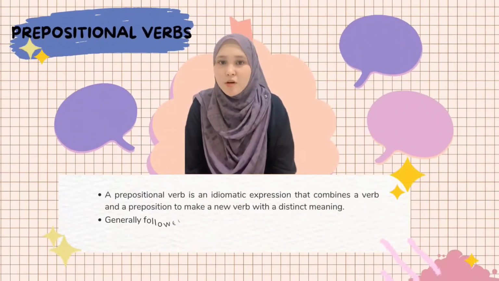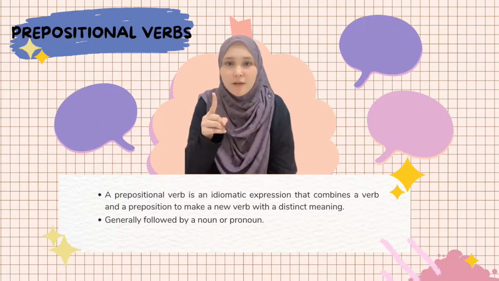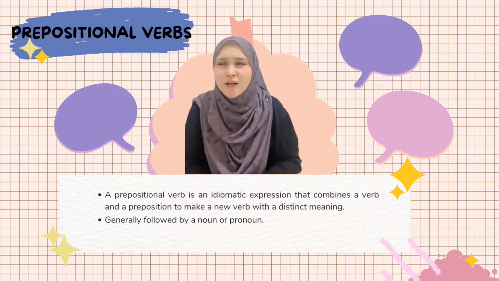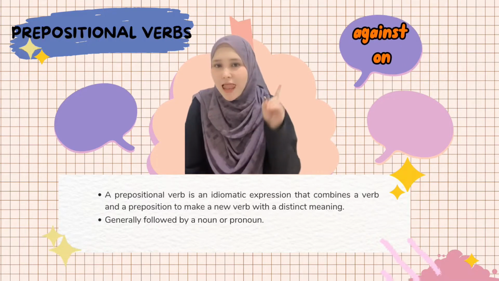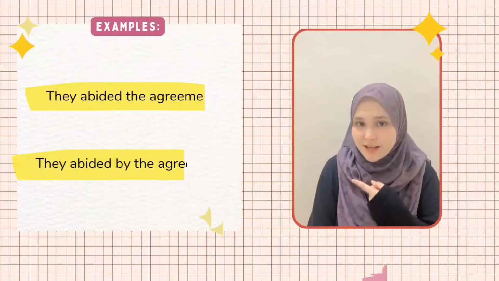Next is a prepositional verb. A prepositional verb is a combination of a verb and a preposition to make a new verb with a distinct meaning. For example, against on, look at, care for, and many more. Let's move on to the example.